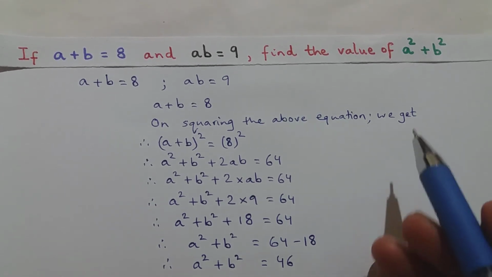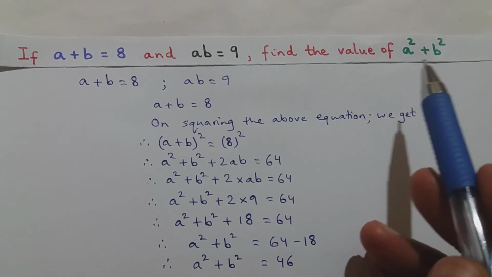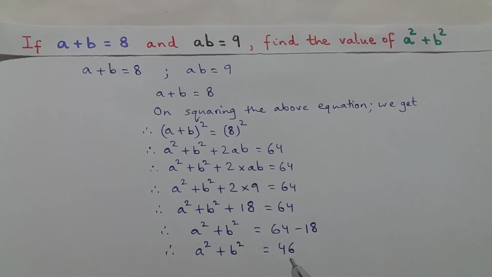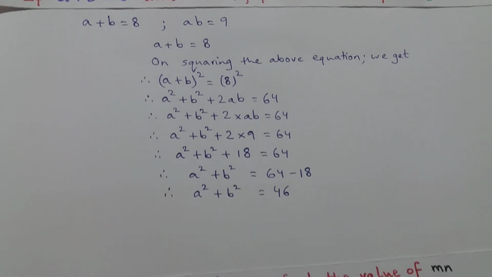So we have found the value of a square plus b square. The value of a square plus b square is 46. With that we have solved this question. Now let us go to the next question.